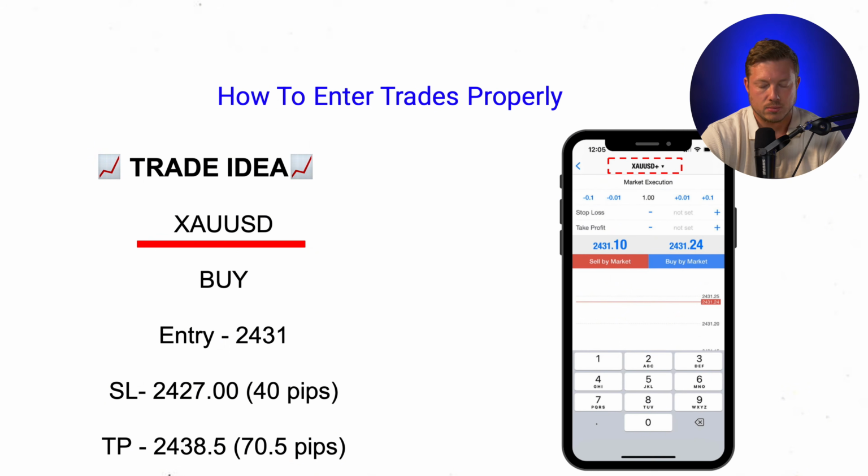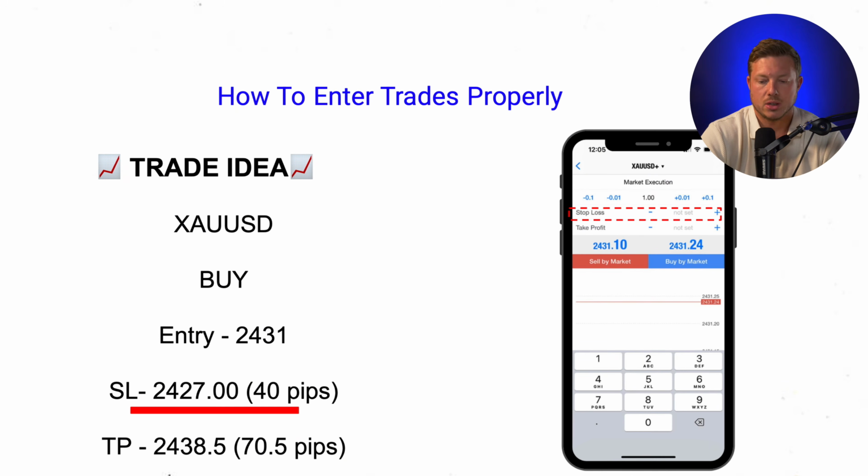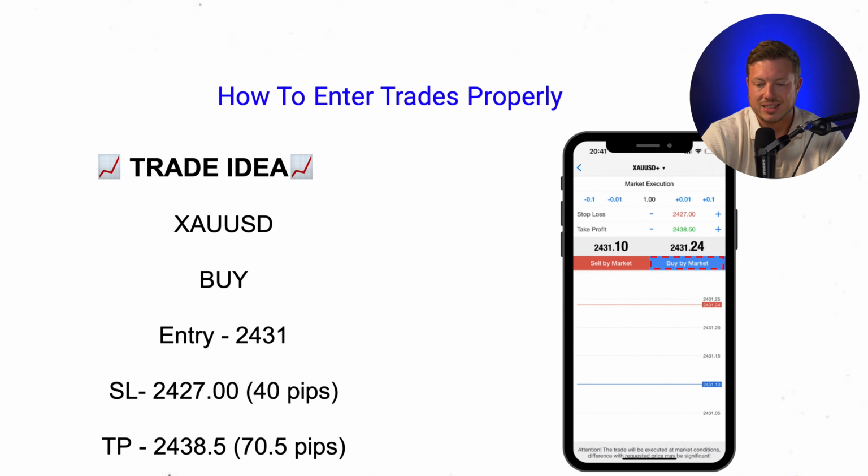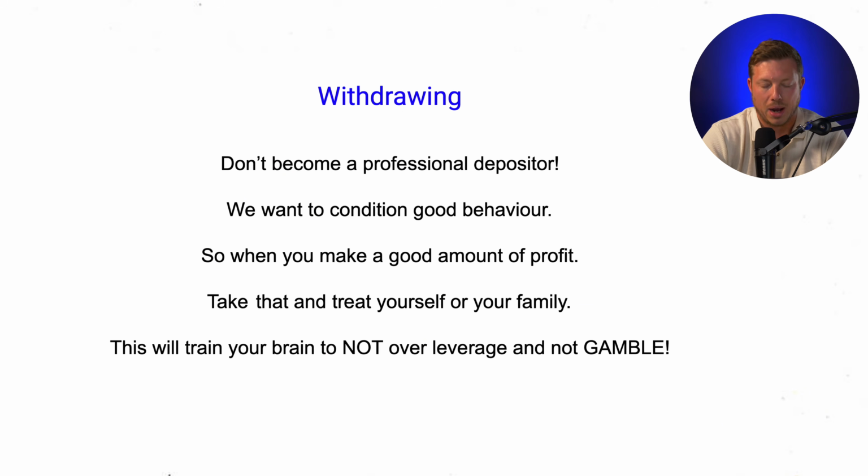And then again, we're going to make sure that we've got XAU USD highlighted. We're going to make sure that it's a buy. We're going to make sure the entry is around where we said. The stop loss goes into stop loss, take profit goes into take profit. So in these scenarios here, stop loss, take profit, and we click buy market.